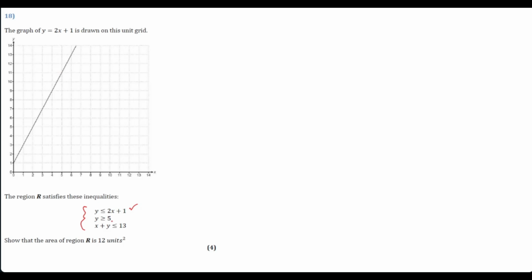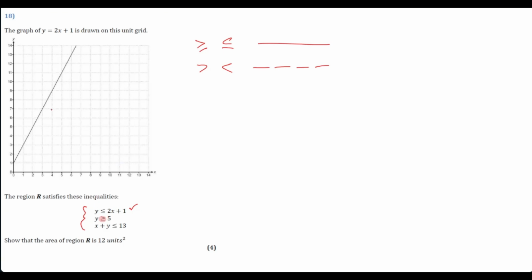Y is more than or equal to 5. Now be very careful. That sign is saying more than or equal to. If it has a line underneath the inequality sign, we use a straight line. So if you get either of these, it's a solid straight line. If you don't have a line underneath, do remember it's a dashed line, and you will get marked down if you don't use the correct line. So do be careful there.